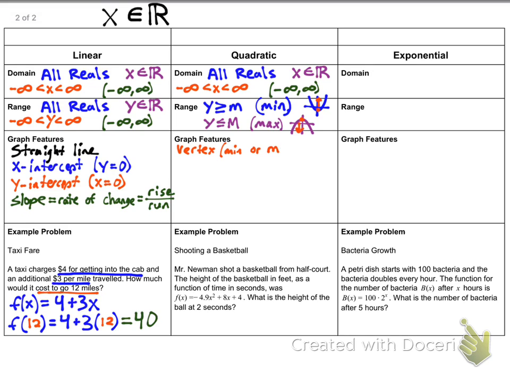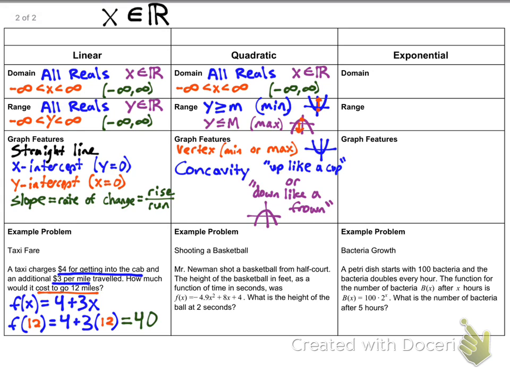So, some of the features, we have a vertex, that could be a maximum or a minimum. That's that very end of the cap of the parabola, okay? We also have concavity as another feature of the graph. It might be up like a cup, or it might be down like a frown. And that is just a quick little expression for you to remember and see. The blue is up like a cup, and the purple is down like a frown. We also have x-intercepts, and those are also known as zeros, and you also have y-intercepts.